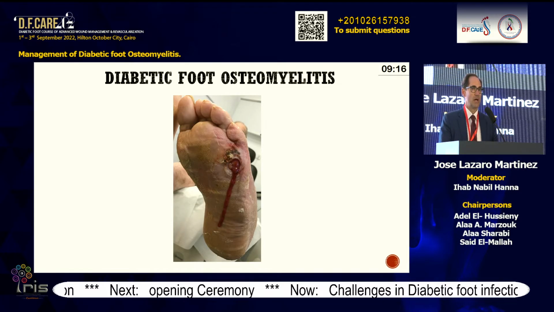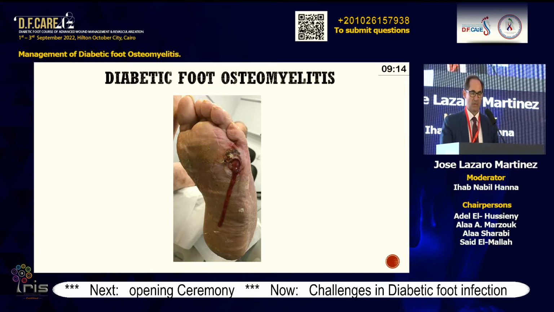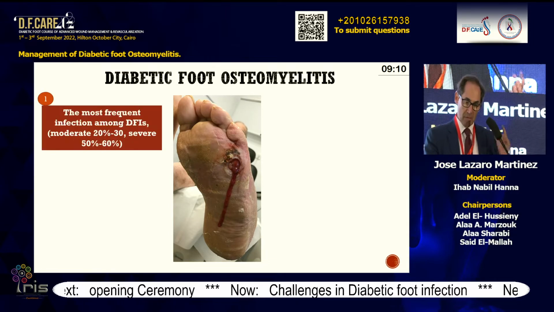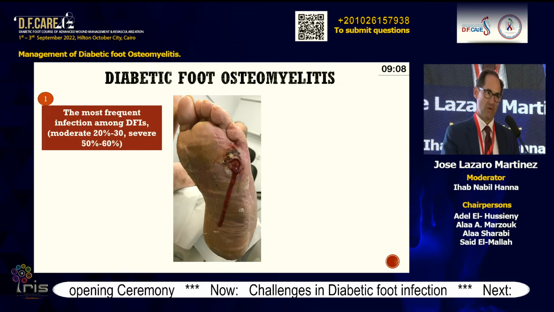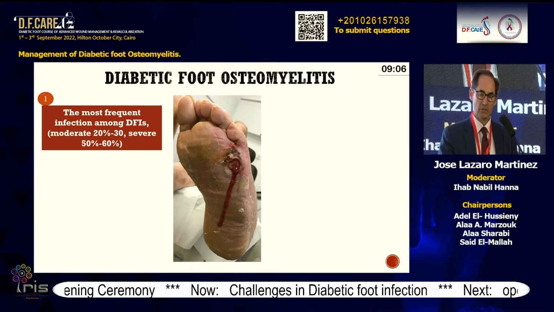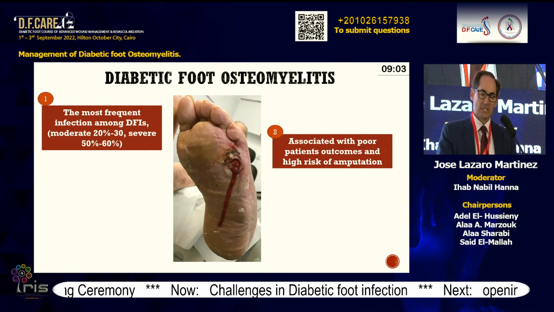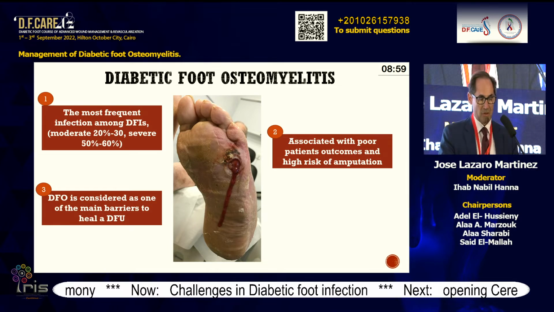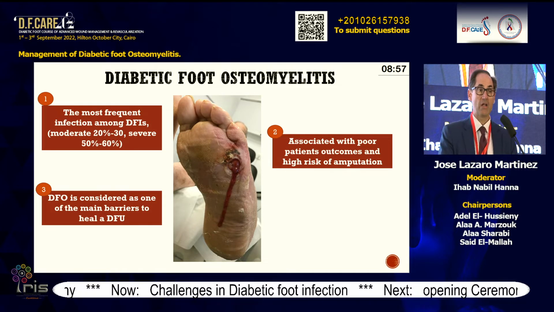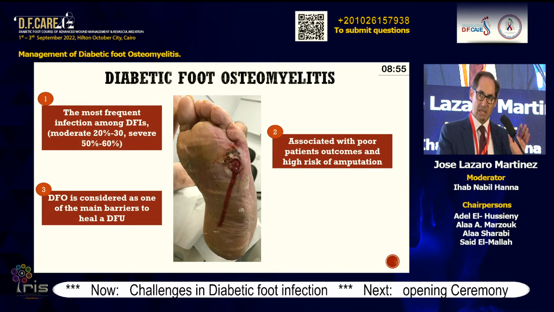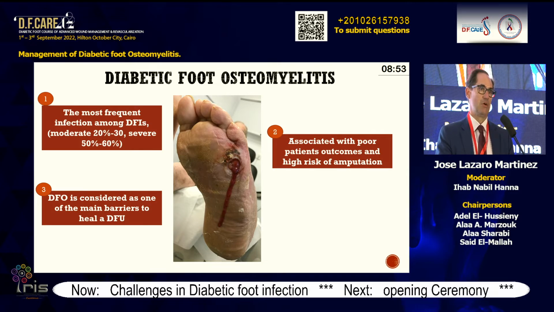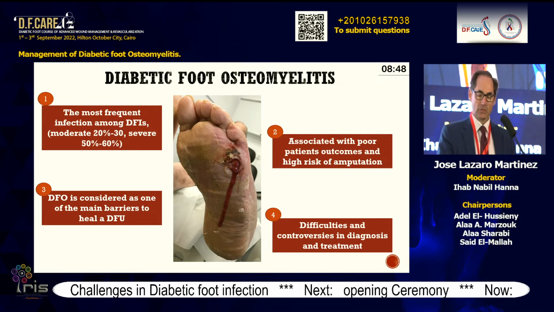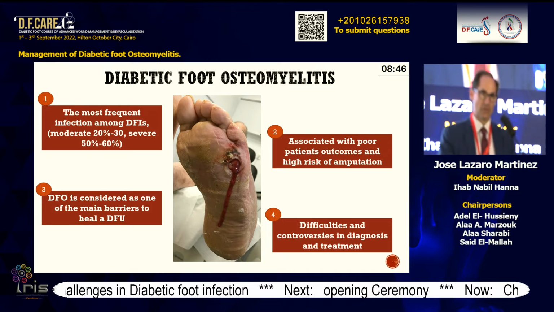First, I would like to introduce some very specific points about diabetic foot osteomyelitis. Why are osteomyelitis and diabetic foot important? The first reason is that it's the most frequent infection among diabetic foot infections. The second is that it's associated with poor patient outcomes and a high risk of amputation. The third reason is that it's considered one of the main barriers to healing. Sometimes the ulcer is not healing because you have osteomyelitis, and sometimes you don't know. And the last one is the difficulties and controversies in diagnosis and treatment.